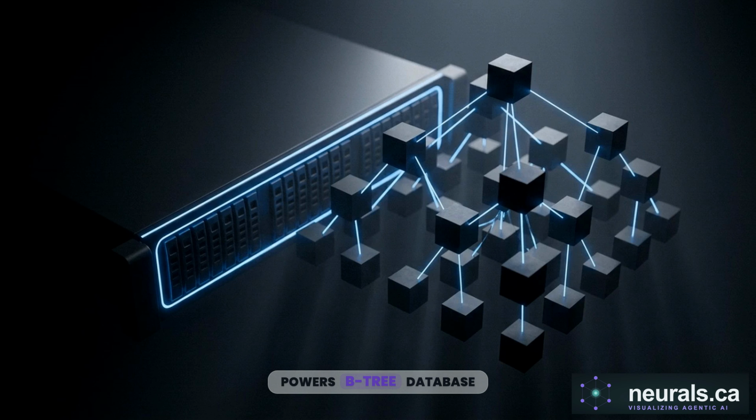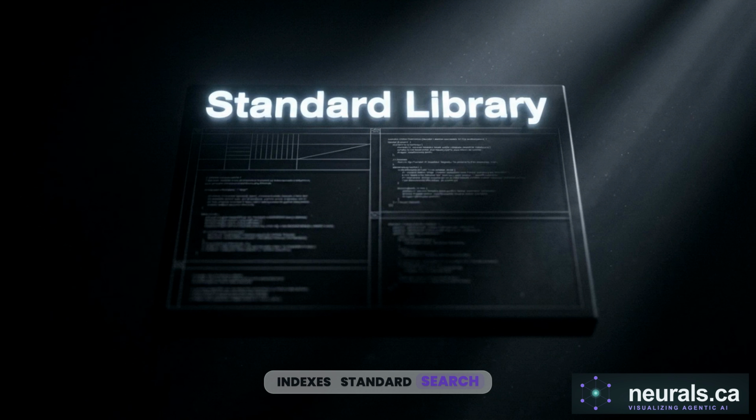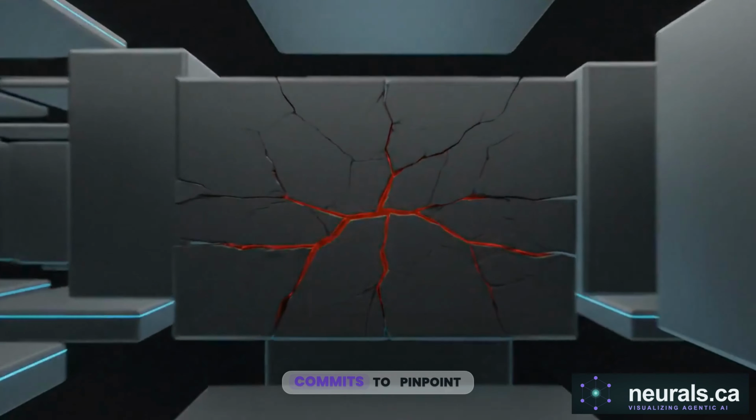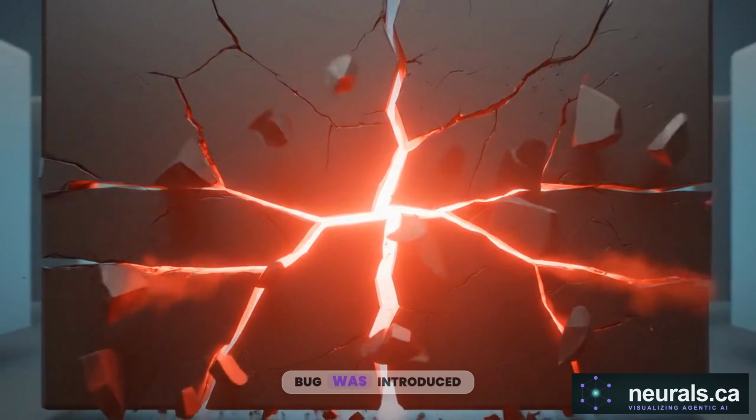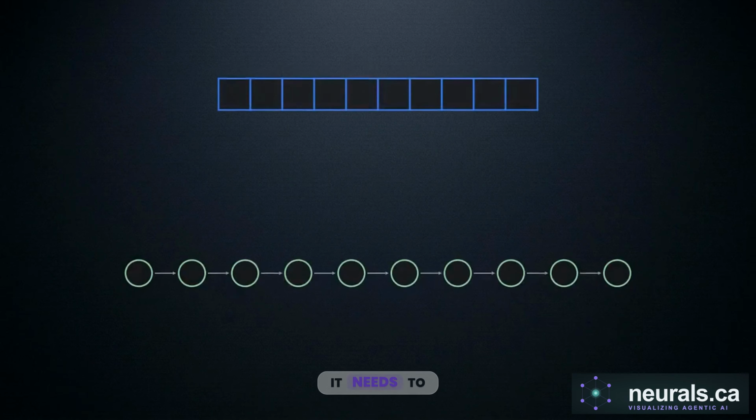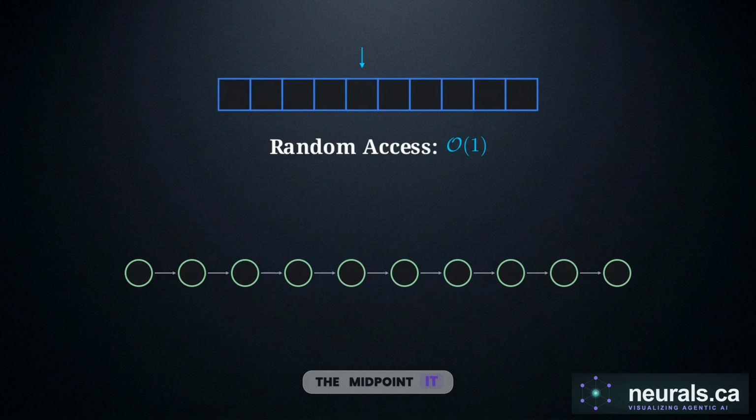It powers B-tree database indexes, standard search libraries in C++, and version control tools like Git bisect, which searches through thousands of commits to pinpoint exactly when a bug was introduced. Just remember its constraints. If your data isn't sorted, it is entirely useless. And because it needs to jump directly to the midpoint, it requires arrays with random access memory. It will fail on a linked list.